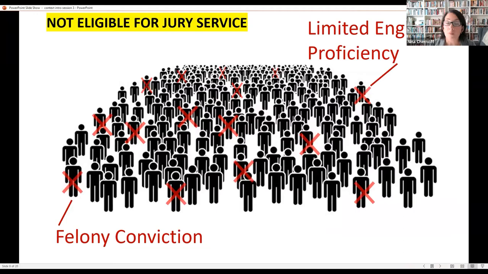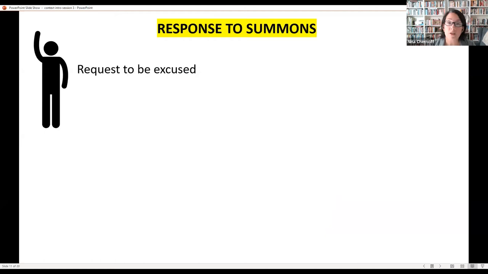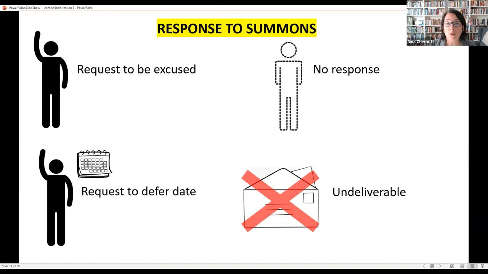Next, using this smaller subset of people deemed qualified to serve as jurors, the jury office summons jurors by mailing them a notice to whatever address they have on file. And at the next stage, the jury office processes the response or lack of response that they got from those mailings. And those responses include requests to be excused, often on the grounds that jury service imposes too big of a financial burden. Sometimes it's just a request to defer the date of service. Some people don't respond, and there's always some portion of those jury forms that are returned by the Postal Service as undeliverable because it was a bad or inaccurate address.